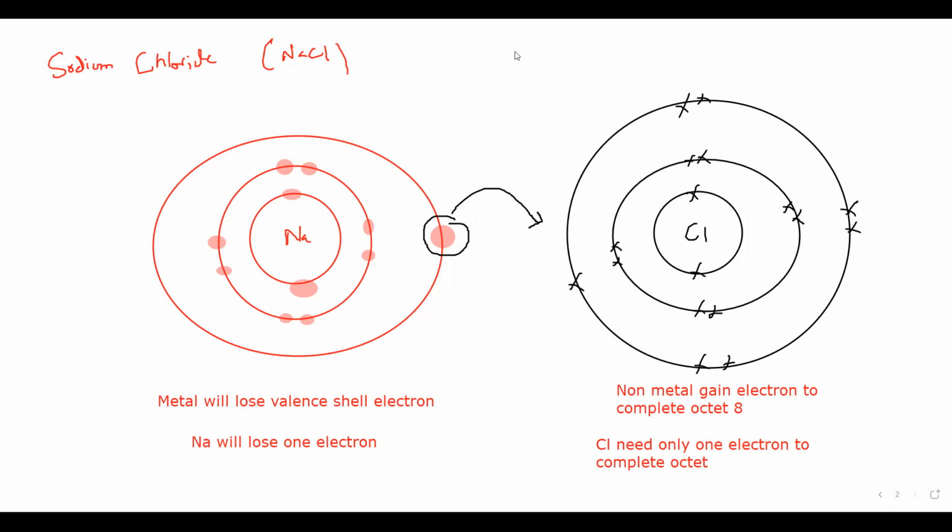So when this electron jumps from sodium to chlorine, it is no more there with sodium, it is now with chlorine. So now what is the charge on the sodium? Because it loses 1 electron, it will be plus 1, and chlorine gains 1 electron, so it will be minus 1. And the attraction between these ions, the attraction between the positive and the negative ion, we call this attraction as ionic bond. Is it clear?